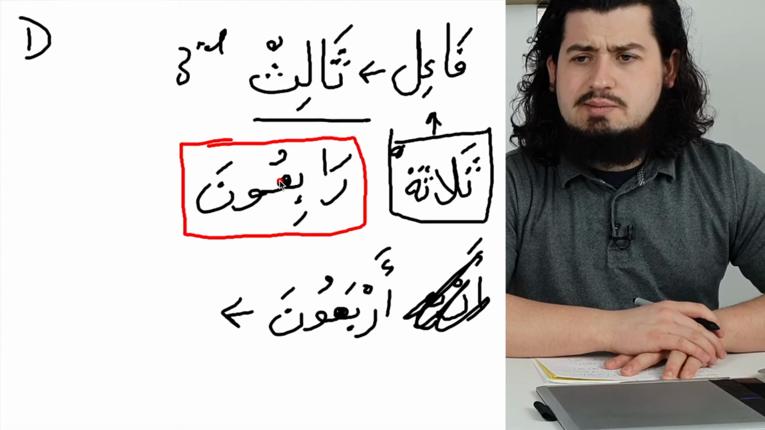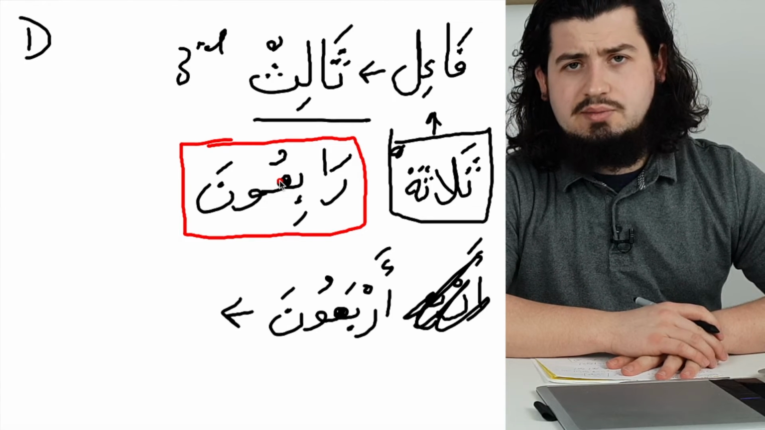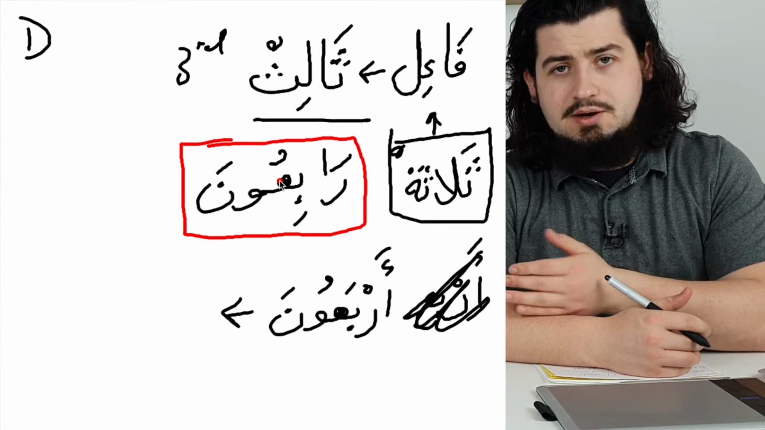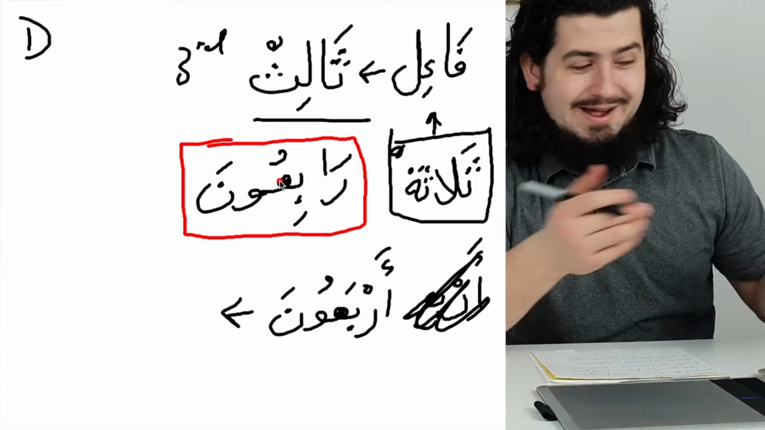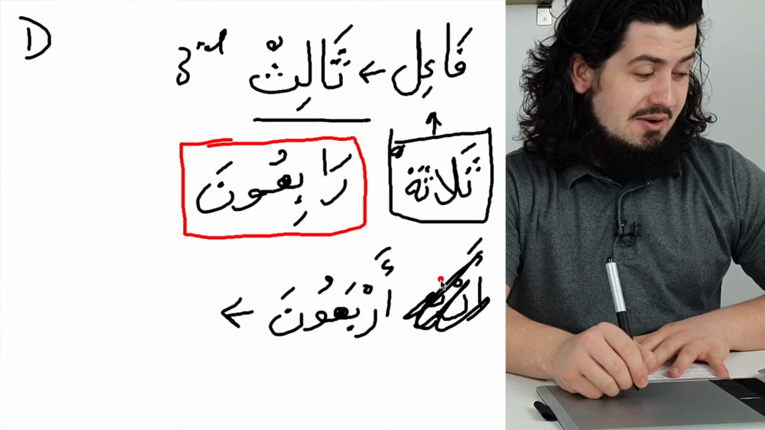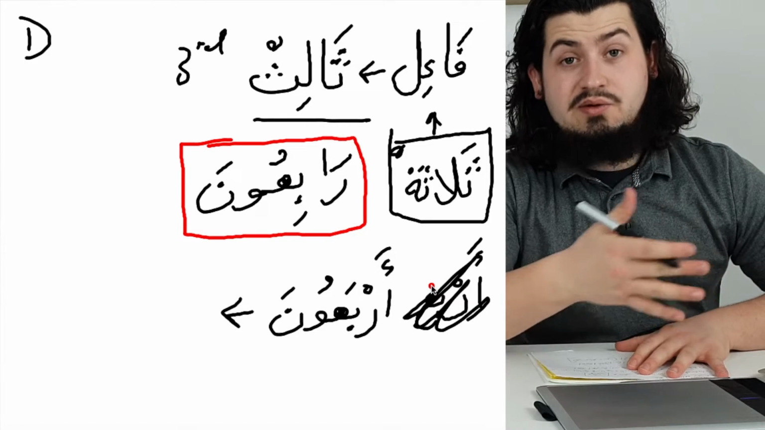Unless you were talking about a group of people who all came fourth in something, you could refer to them as the rabi'una, the fourths. So something like that. I don't know if that'd be the plural, but in theory it might be. But that's not how we say the 40th, right?